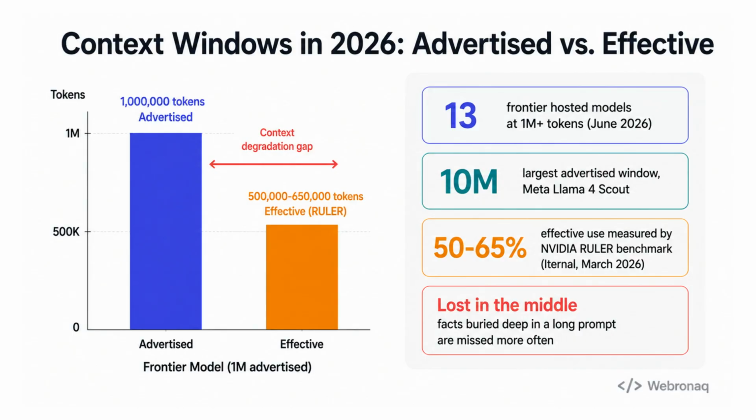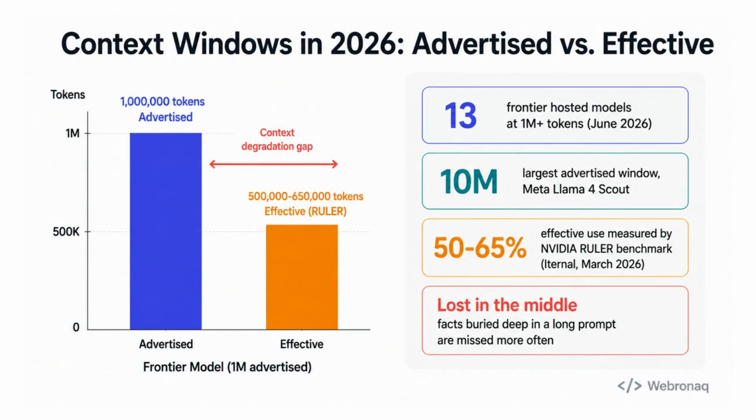The NVIDIA RULER benchmark, reported through Eternal in March 2026, found that models reliably use only 50 to 65% of their advertised window in practice. So a 1 million token model behaves more like a 500,000 to 650,000 token model when you actually measure recall.